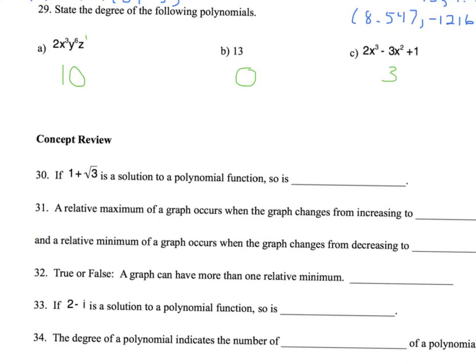For the concept review, if 1 plus root 3 is a solution to the polynomial, so is 1 minus root 3, since we need to have conjugates if we have radicals. A relative maximum of a graph occurs when the graph changes from increasing to decreasing. So the graph goes up, and then it turns around and goes down. And a relative minimum of a graph occurs when the graph changes from decreasing to increasing. True or false? A graph can have more than one relative minimum. That is definitely true. We saw that in our last graph that we did on the graphing calculator. If 2 minus i is a solution to a polynomial, so is its conjugate 2 plus i.